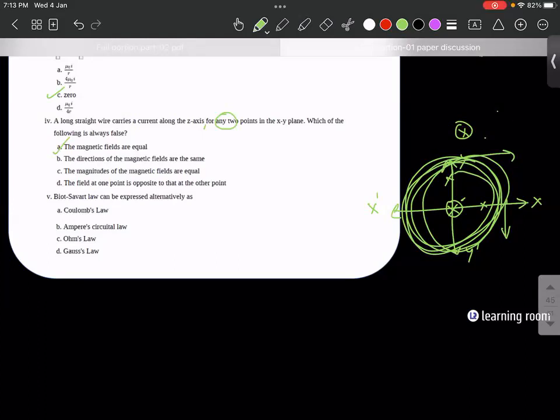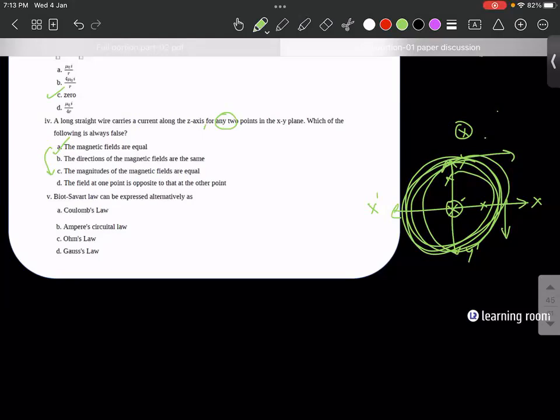Directions, okay. Okay, your logic is right. If I take the directions to be tangents, that is wrong. Again, the third option speaks about magnitudes of the magnetic field. They can also not be the same. The field at one point is opposite to the other point.